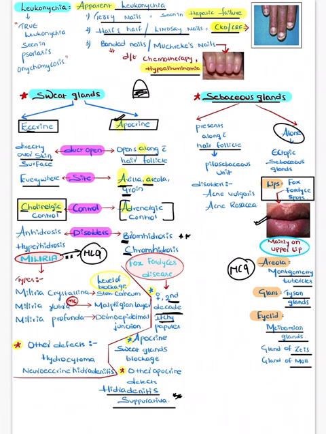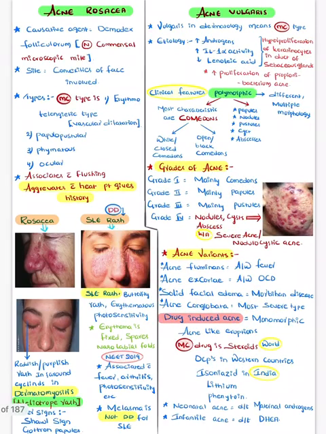The sebaceous gland present along with the hair follicle is together known as the pilosebaceous unit. Its disorders are acne vulgaris, where vulgaris means the most common, and acne rosacea, guys, which is aggravated by sunlight and other things. Now we'll talk about acne rosacea and acne vulgaris, guys.